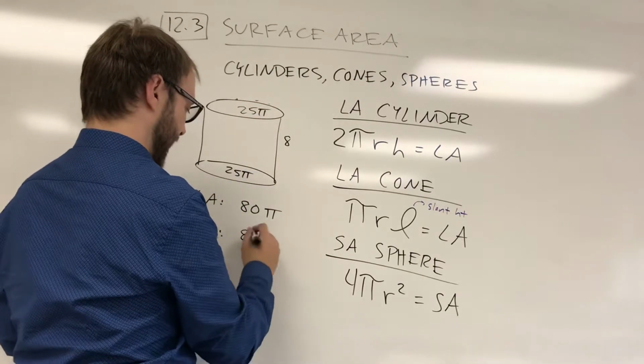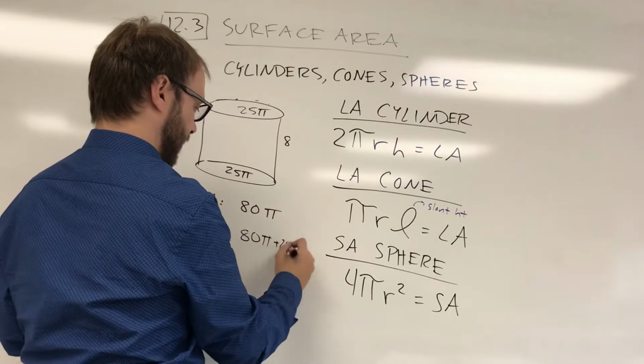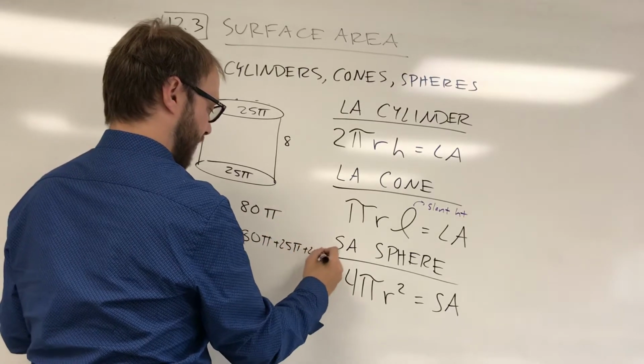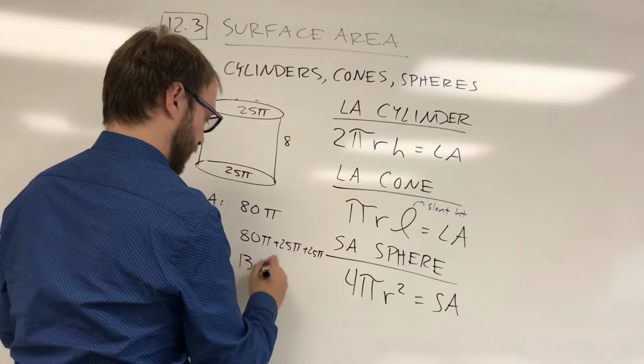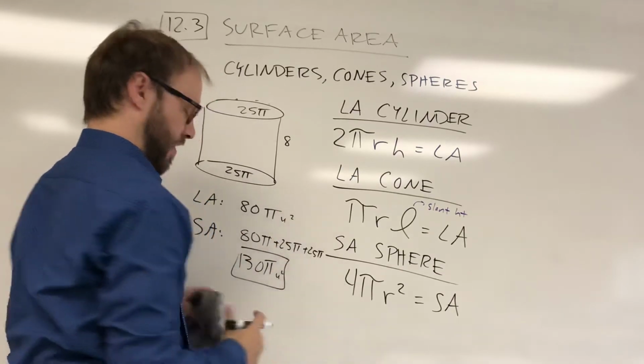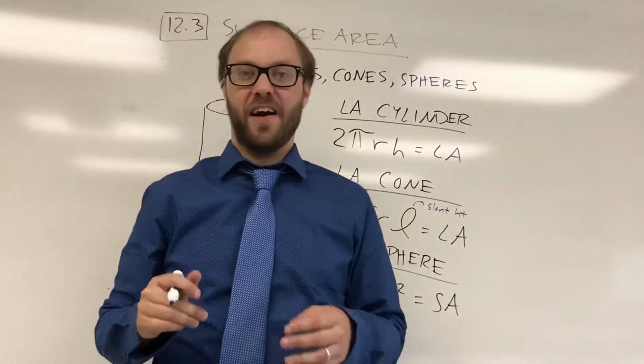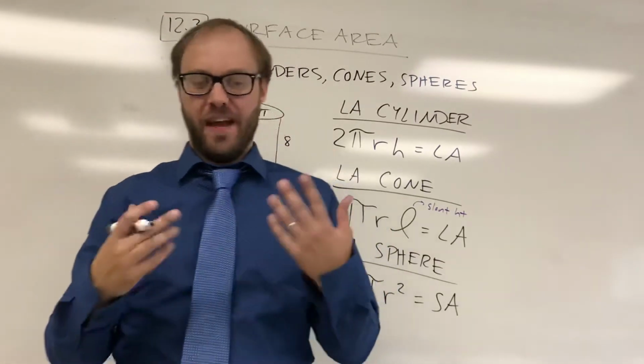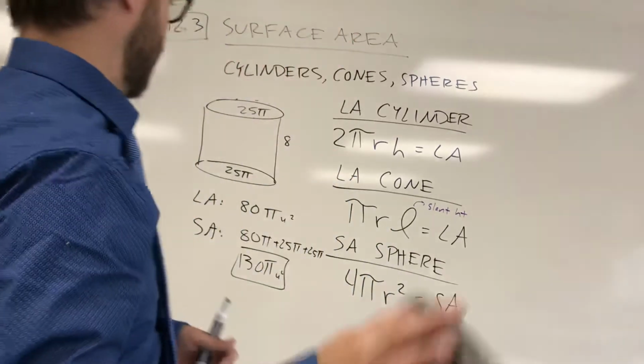So you're going to add the 80 pi, and you're going to add the 25 pi, and you're going to add the other 25 pi, and that ends up being 130 pi. And again, technically should be square units for both of these for the total surface area of that cylinder, okay? That's the big idea there.